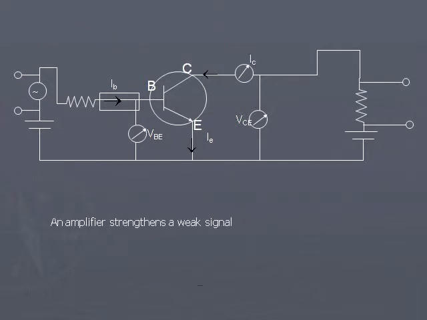One of the uses of transistor is that it acts as an amplifier. An amplifier is a device which strengthens a small signal. A weak signal will be strengthened into a strong signal by an amplifier. Here, I have taken an NPN transistor and it is in common emitter mode configuration. It is in CE configuration and it is used as an amplifier. So NPN transistor in CE configuration is acting as an amplifier.